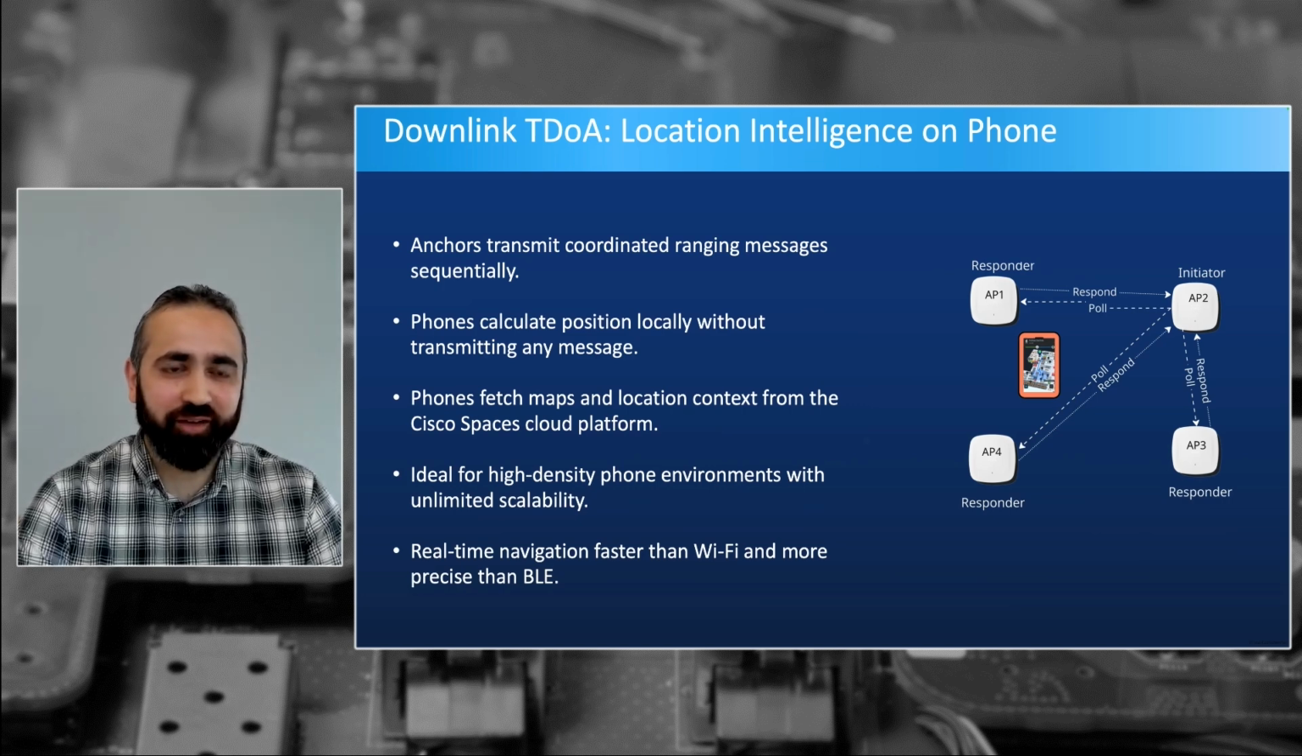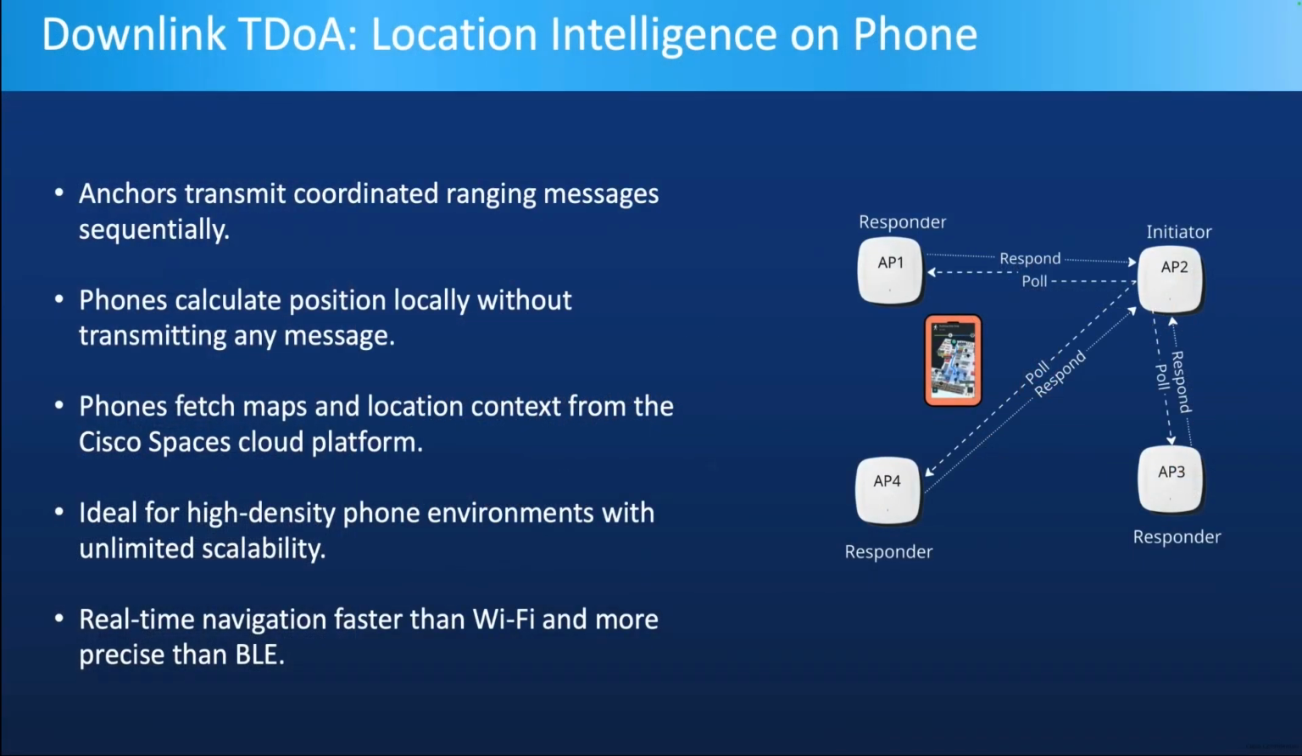Here we have downlink TDOA, which basically works like this: we have an initiator access point, and then we have some responder access points. The initiator access point sends a poll message to the nearby access points, and the nearby access points respond to those messages. The phone is passively listening to those messages, and it can compute the position itself.